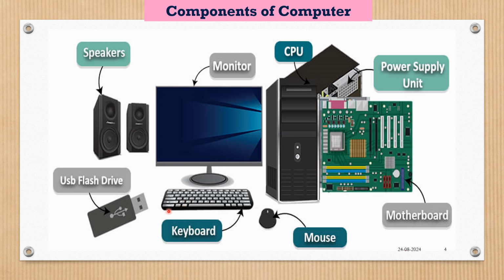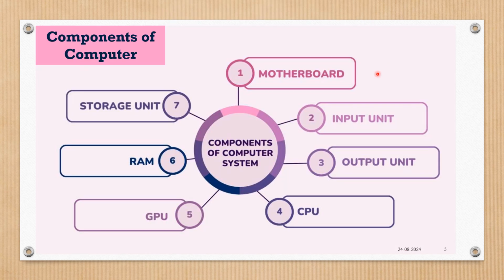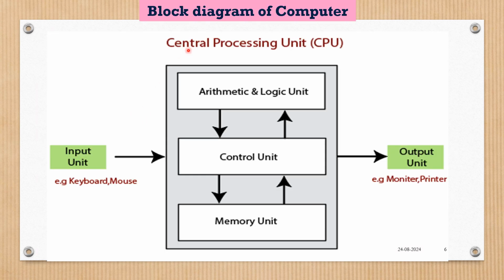This is the keyboard, and this is the flash drive used for secondary storage, and the speakers. These are the different components; you can see them directly. The components are basically the motherboard, input units, output units, central processing unit, graphical processing unit, random access memory, and storage units. So next, this is the basic block diagram of the computer.